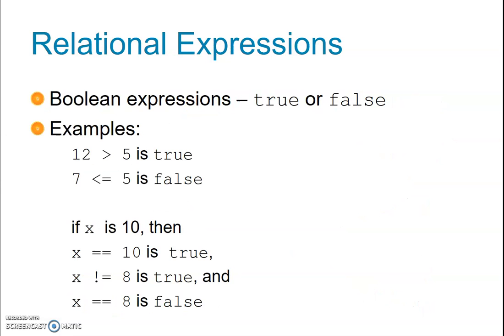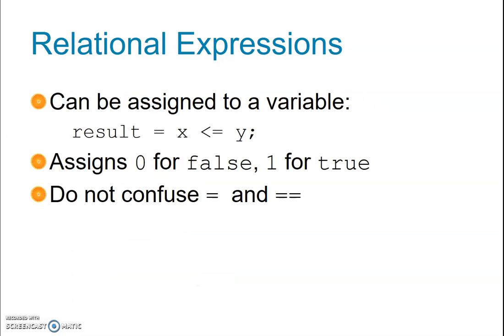What we need to understand is that all relational operations return a Boolean expression, which we should already have that understanding. That is, is it true or false? Is this less than that, true or false? So is 12 greater than 5? We know that to be true. Is 7 less than or equal to 5? We know that to be false. So it returns this Boolean value of true or false. And so again, if x is equal to 10, is x equal to 10 is true. Take notice, double equal sign is what we use. Otherwise, it does assignment. Not equal to, that is true, that x is not equal to 8. Is x equal to 8? We know to be false.